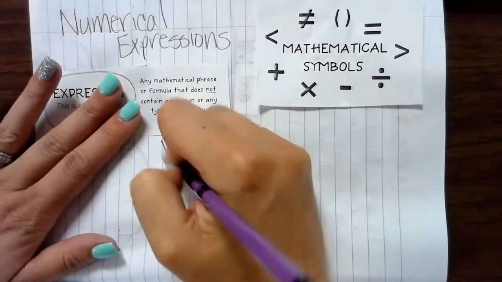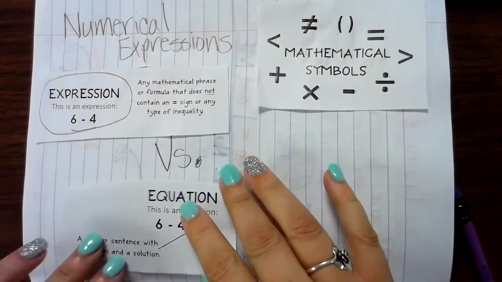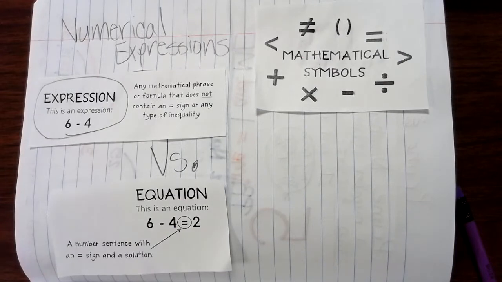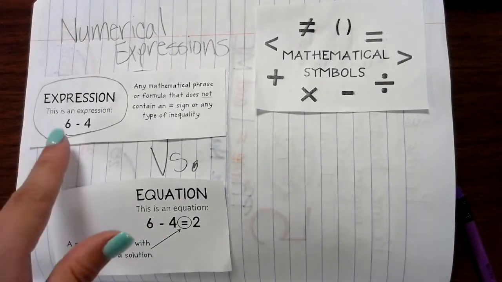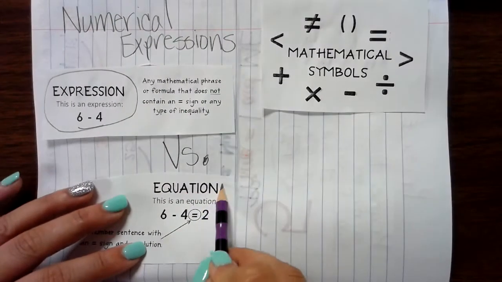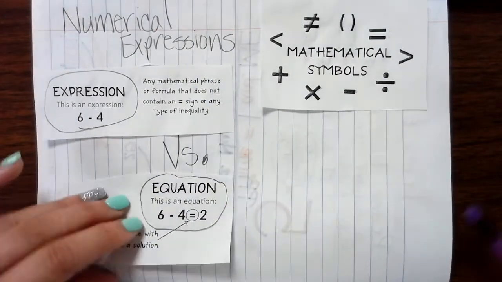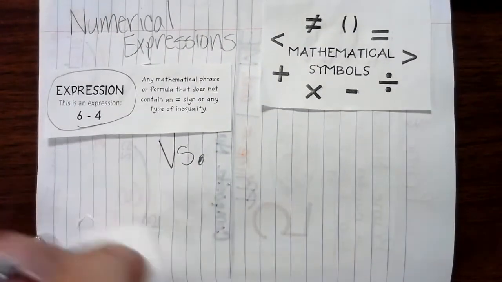Then I want you to write VS for versus an equation. An equation, this is an equation. So that same expression with the equal sign and the answer, or just an equal sign, that's what makes it an equation. An equation, a number sentence with an equal sign and a solution. So same thing, I want you to circle that equation. Let me know that you read it. And then glue that right underneath there.